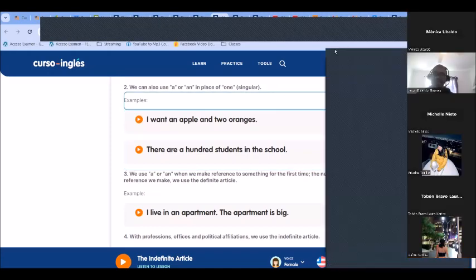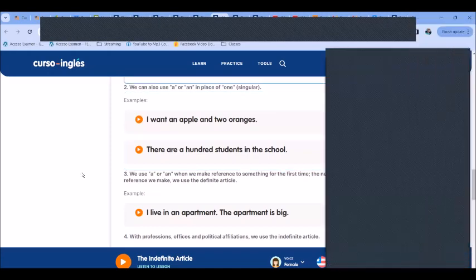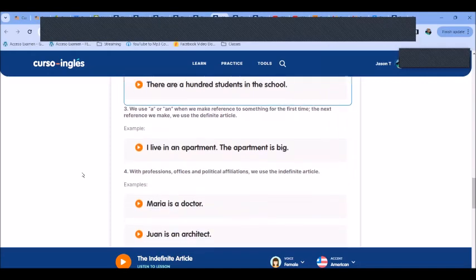Gabriel? We use a or an when we make reference to something for the first time. The next reference we make, we use the definite article. Example, I live in an apartment. The apartment is big. Good.